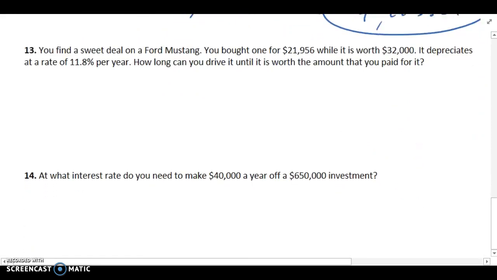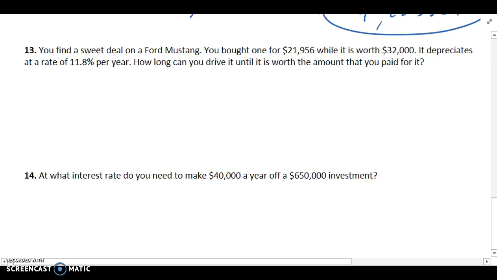Number 13, you find a sweet deal on a Ford Mustang. You bought it for $21,956, while it's worth $32,000. So you basically got it for $10,000 less. It depreciates at 11.8% per year. How long can you drive it until it is worth the amount of money that you paid for it?